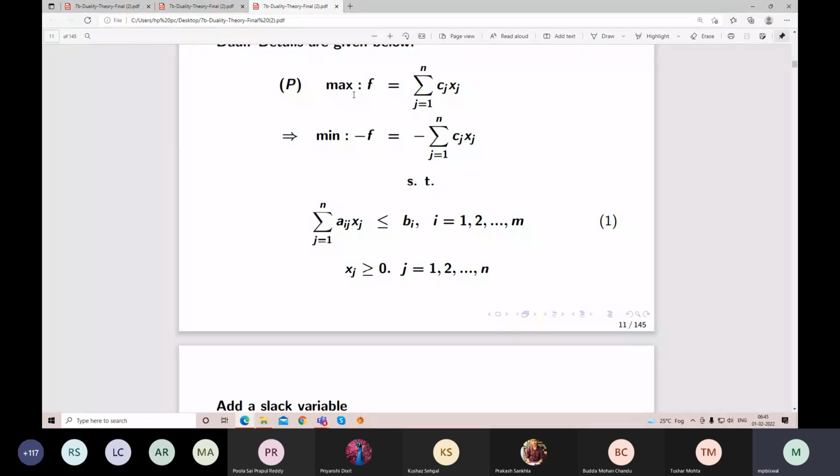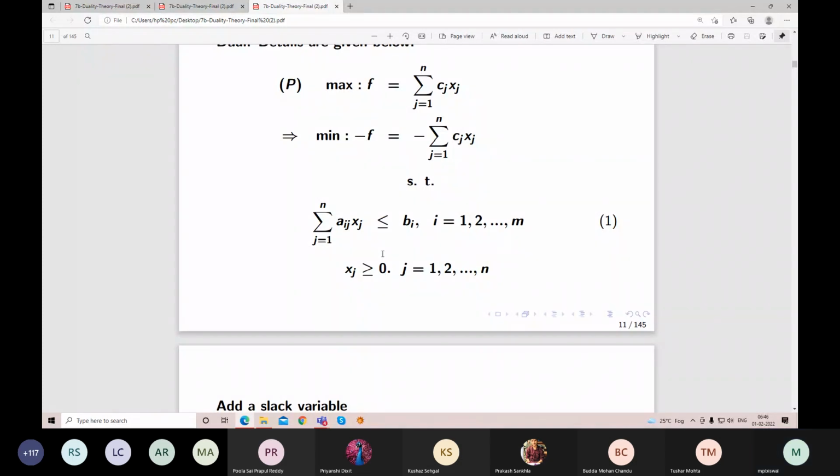Auxiliary function, minimization type; constraints, all constraints after introducing slack variables, no surplus, no artificial variables. So we change the constraints into equality type. For the inequality type constraints, the multipliers are non-negative. For the equality type constraints, the multipliers are free. So here the variables are non-negative, that is also a constraint.